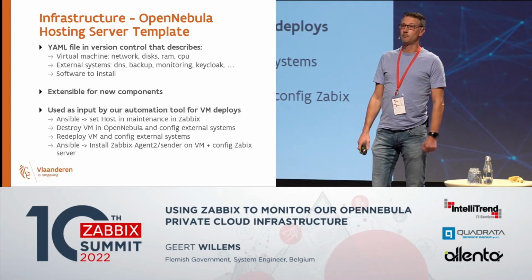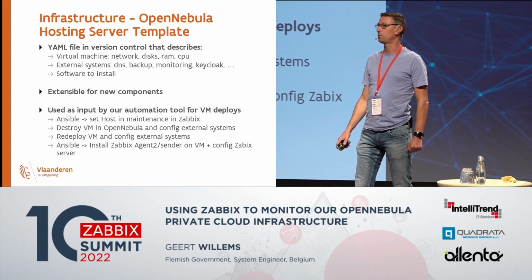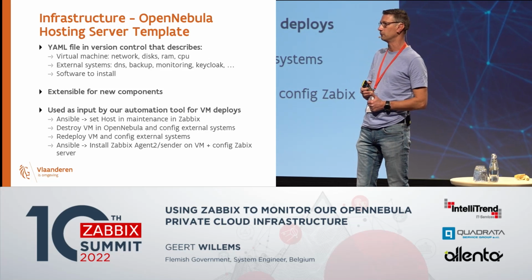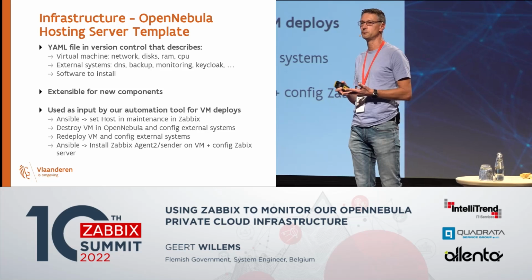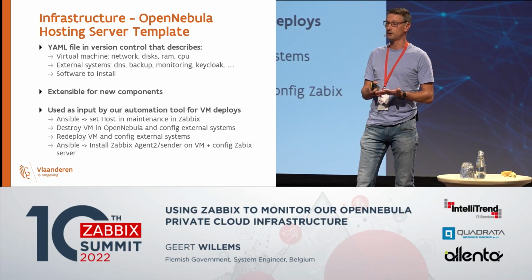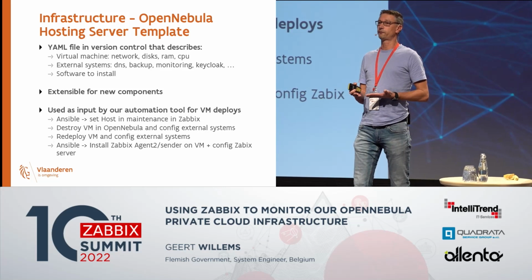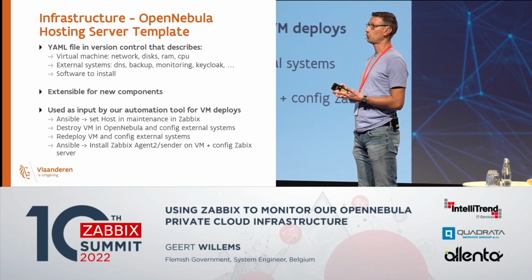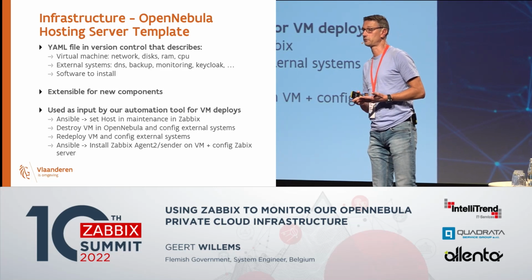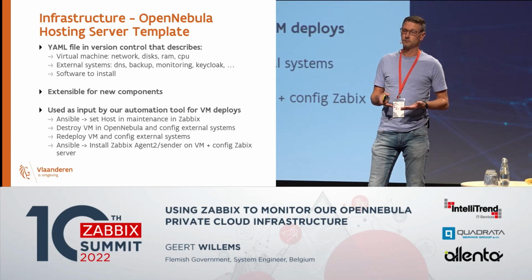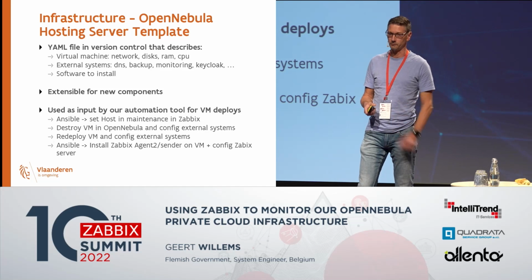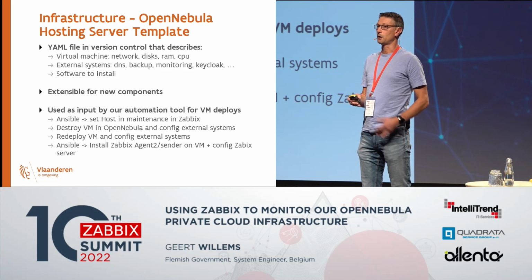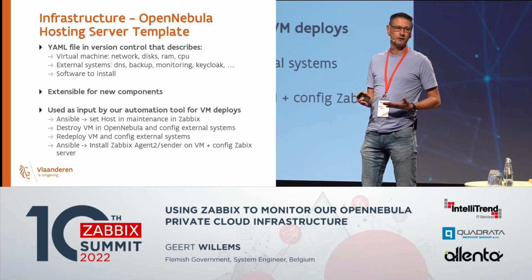And these server templates are simple YAML files, which are under version control, that describe the virtual machine: how it should look, memory, CPU, disk, and in what network it should run. It will configure which external systems need to be configured, like DNS, backup, monitoring, Keycloak for security, and much more, as well as the software that needs to be installed on the virtual machine. These YAML files are easy to extend when we introduce new components within our infrastructure.